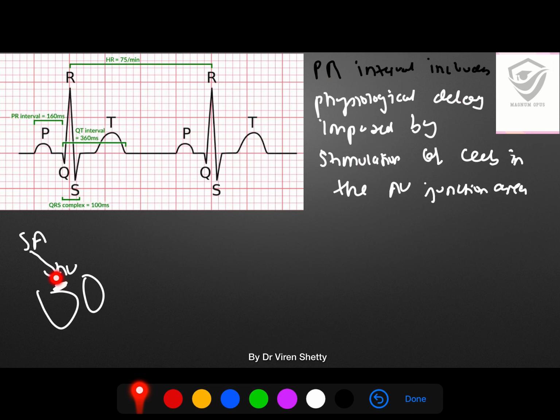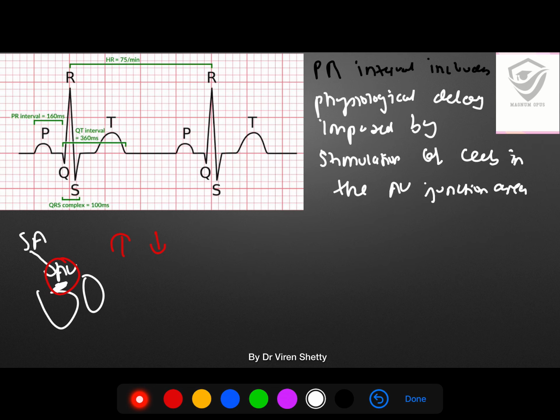If this AV nodal delay is more, the PR interval will be increased. If this delay is less, then the PR interval will decrease, and that is when we'll understand it in the medicine part. So I hope you have understood PR interval, that it is showing the AV nodal delay in short.